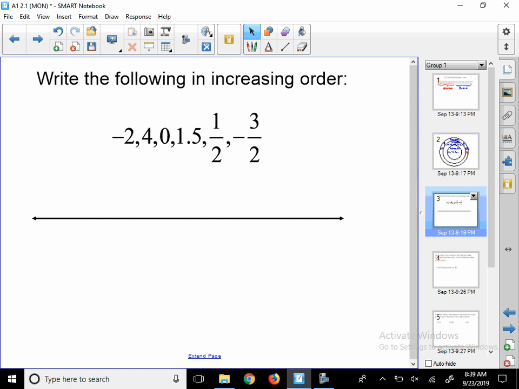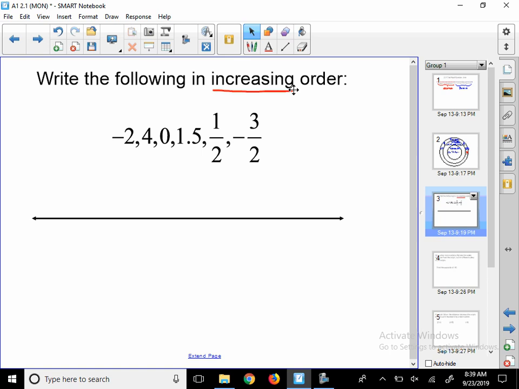Next, we're going to write the following in increasing order. Okay, so pay attention. Increasing. In order to do that, we're going to use a number line to help us.